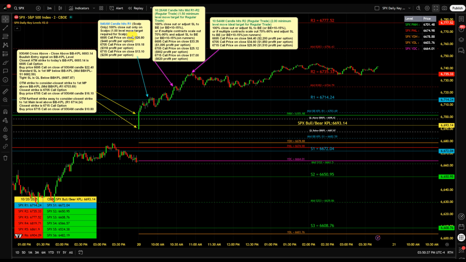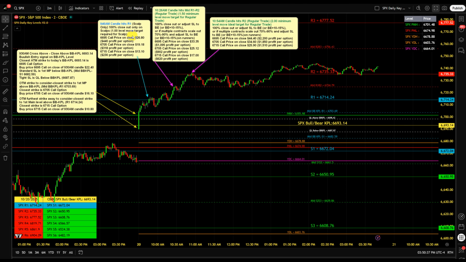Now, with this particular indicator, we view scalping as 100% closeout only on scalps, meaning you're not adjusting your stop loss, because if you're going to adjust your stop loss, that means you're looking for more profit, which means you're really just doing, as we'll get to in a second, a regular trade. So if you're just scalping only, then you would 100% close out, whether you have one contract, 3, 5, 10, or 20 contracts. You're closing them out on a scalp when it hits the target level.